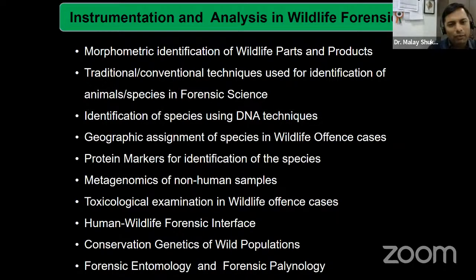But apart from that, we have evolved over the last decade, since 2010 onwards, since the DNA technique boomed. People have been using DNA-based examination for wildlife parts and products. There is protein-based examination, and nowadays a lot of scientists have moved on to genomics. From genetics to genomics, people have moved. But one major thing that has been lacking in the field of wildlife forensics, that we have perceived over the years, is the involvement of the human interface. So we'll go through that one by one.